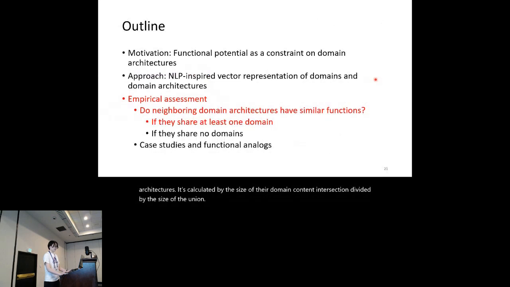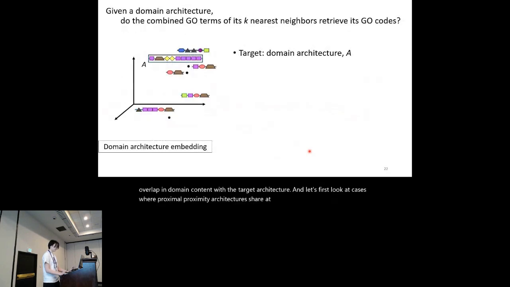Now that we have vector embeddings for domain architectures, we need a way to assess whether these embeddings capture biological function. I ask, do neighboring domain architectures in the embedding have similar functions? And I consider 2 scenarios where the neighbors do and do not share any overlap in domain content with the target architecture. And let's first look at cases where proximal domain architectures share at least one domain.